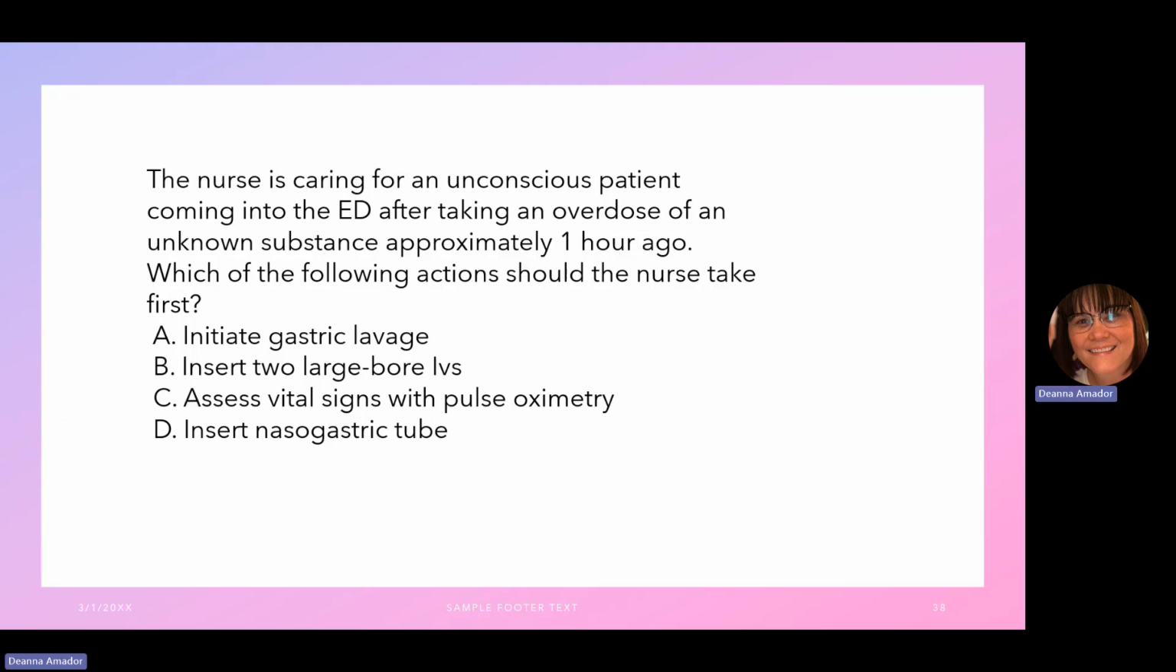Okay, the nurse is caring for an unconscious patient coming into the ED after taking an overdose of an unknown substance approximately 1 hour ago. Which of the following actions should the nurse take first? A, initiate gastric lavage. B, insert 2 large bore IVs. C, assess vitals with pulse oximetry. Or D, insert a nasogastric tube.